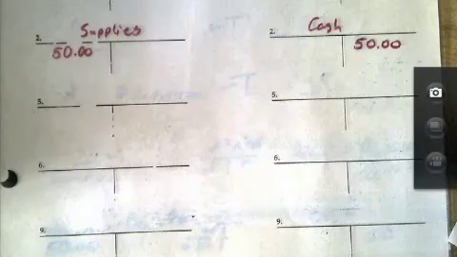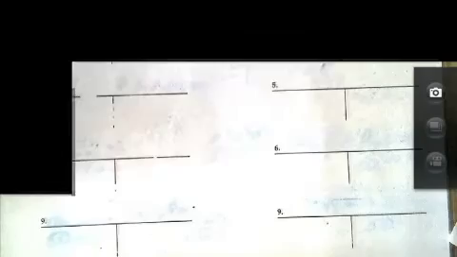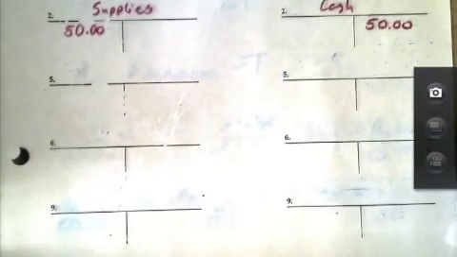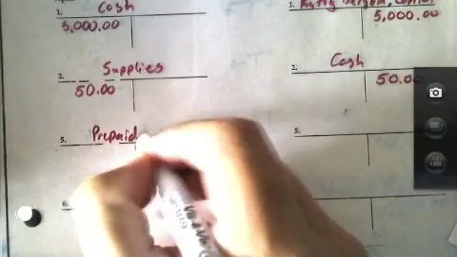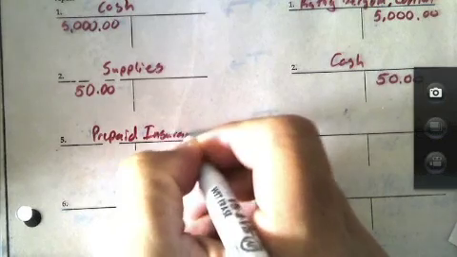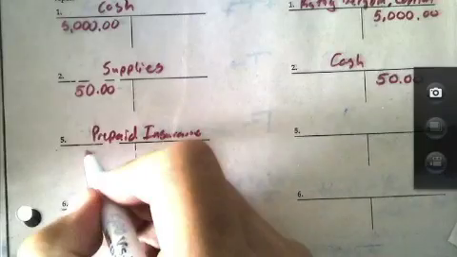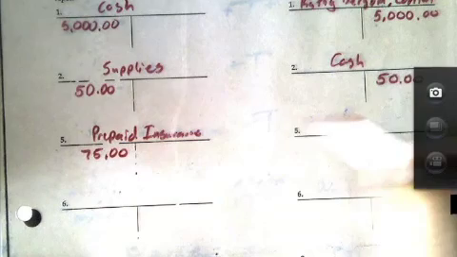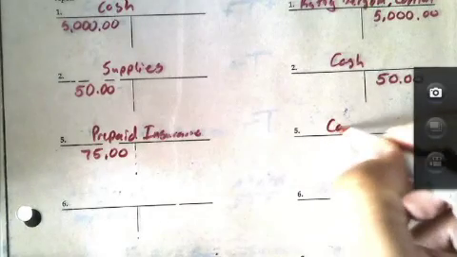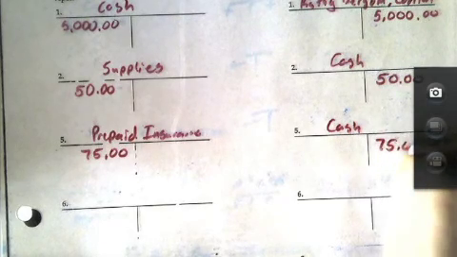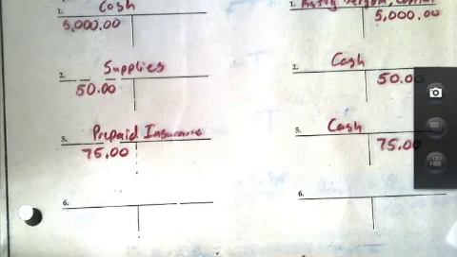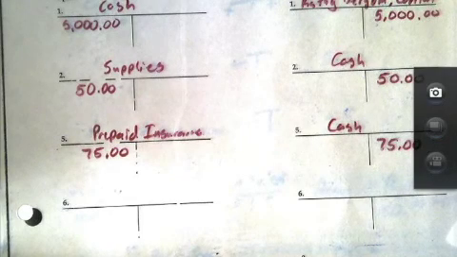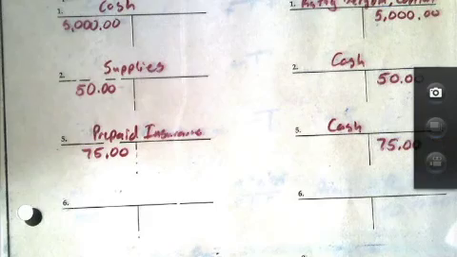Paid cash for insurance. Insurance and cash. What are we going to debit? Prepaid insurance for $75. And what's getting credited? Cash for $75. Yeah. You'll have all these T accounts on it too.